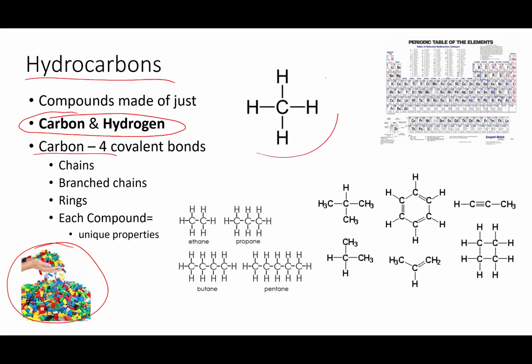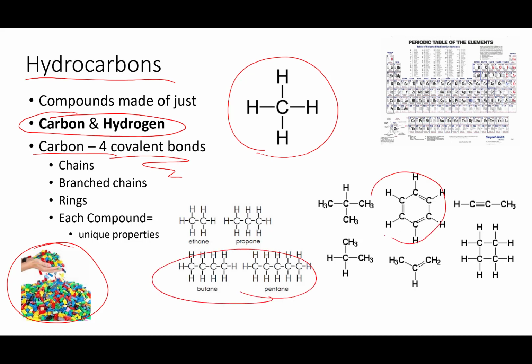Well, carbons, because of their ability to build four covalent bonds, can be constructed into long chains. They can be made into rings. They can be made into box-like structures and ball-like structures. They are absolutely amazing. And each one of these compounds is unique.